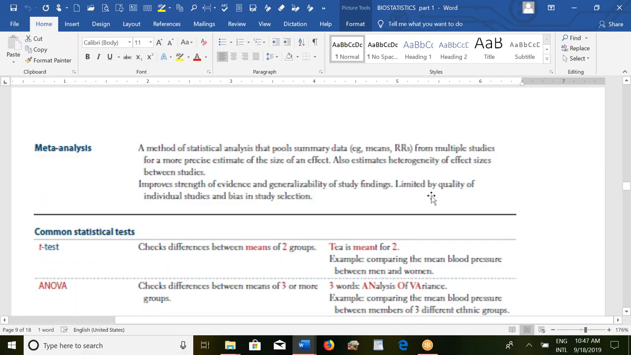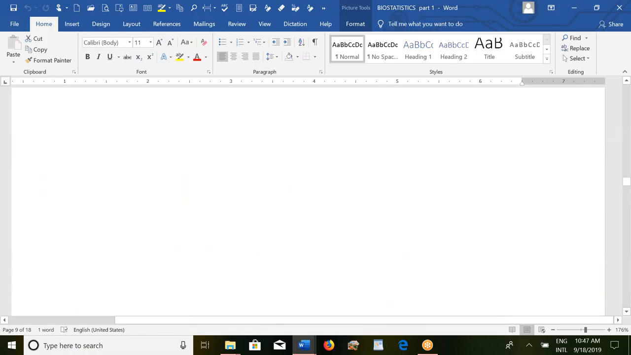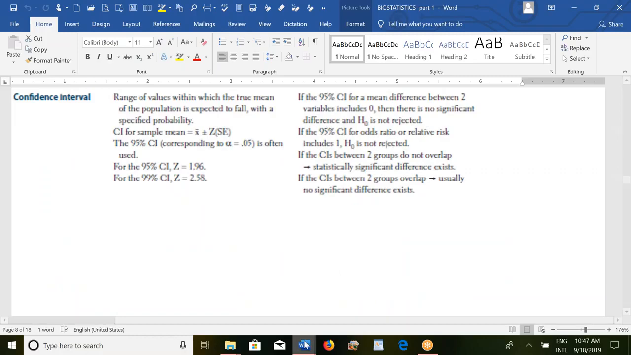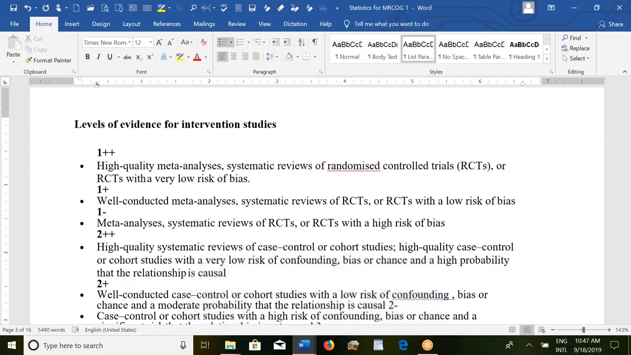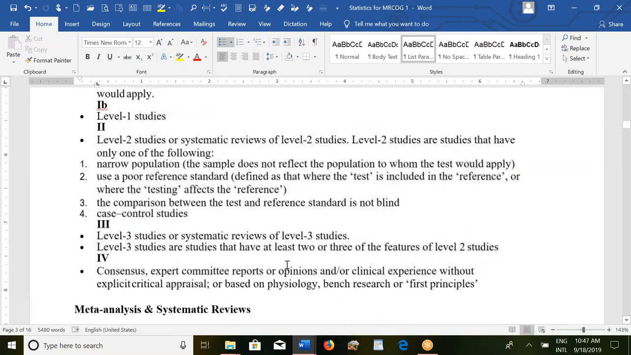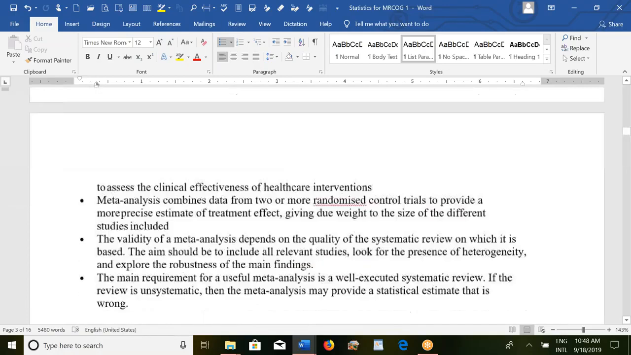But this is limited by the quality of individual studies and bias in study selection. So the meta-analysis itself is not going to cause any bias; the bias is coming from the studies, because maybe they were not properly randomized. So when you are taking results from different studies, you will say that this is a meta-analysis.